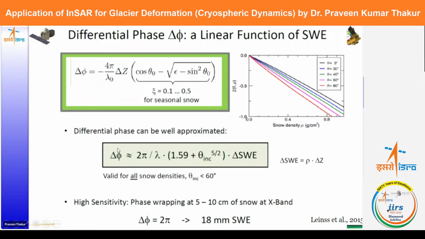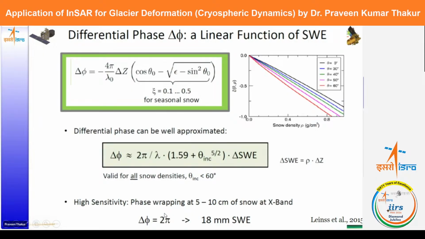This phase difference from the differential interferometry can be converted into the delta change in the snow water equivalent as a function of incidence angle and the wavelength. So if this phase difference is accurate enough, we can estimate the change in snow water equivalent as the density multiplied by the change in depth, which we have identified from this.